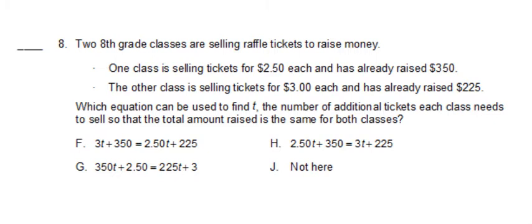F. 3t plus 350 equals 2.50t plus 225. G. 350t plus 2.50 equals 225t plus 3. H. 2.50t plus 350 equals 3t plus 225. Or J. Not here. This is the end of question 8.